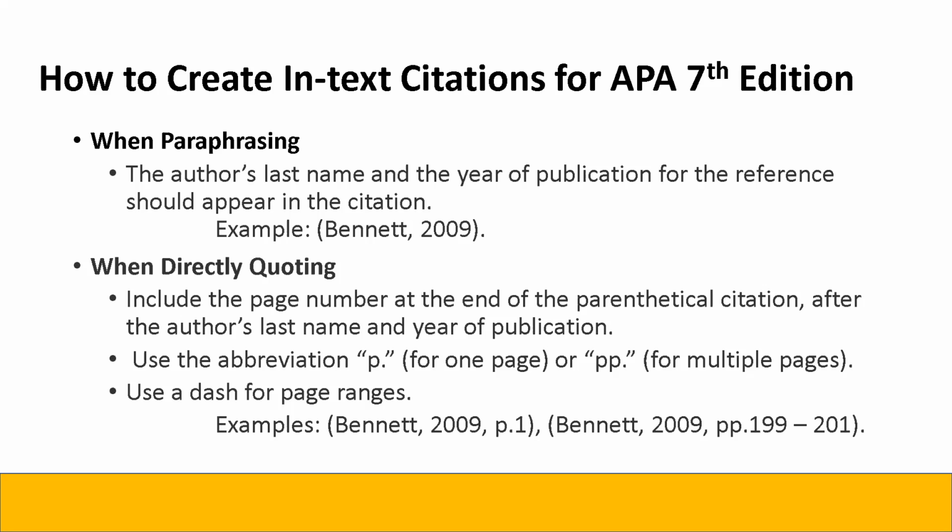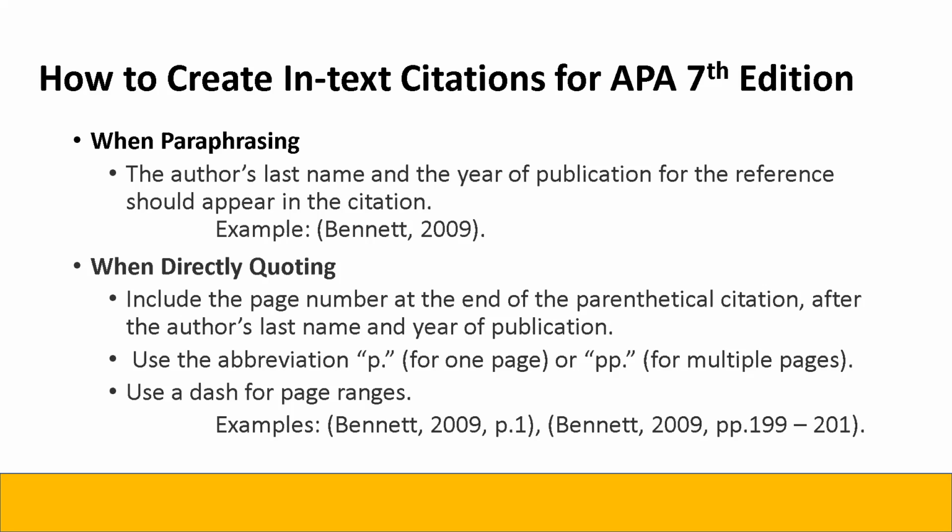You'll use a dash if you're ranging between pages. So if you're using information that ranges from page 199 to 201 and you're directly quoting it in your paper, you will have to present that information in your citation. So the examples are below. Bennett, 2009, p. 1. That means that I'm directly quoting information from Bennett 2009 on the first page.